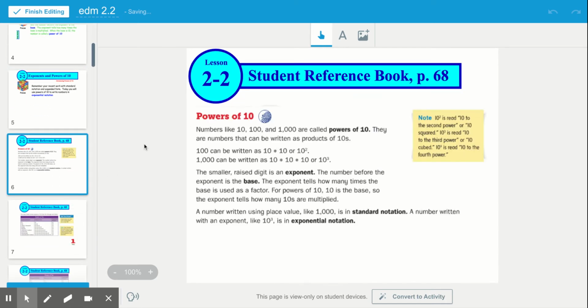Let's take a look at powers of 10. This is in the SRB. Remember, you can look at the SRB online on the Everyday Math website, but I have these pages here for you. Go ahead and pause the video now and read through this slide.